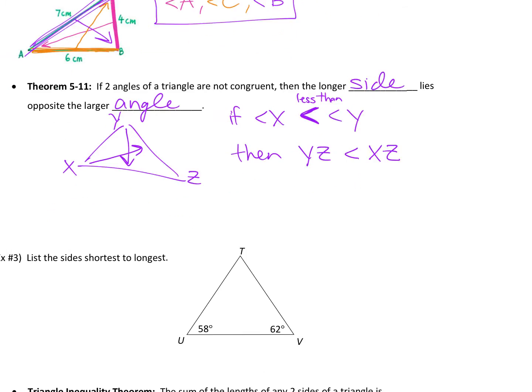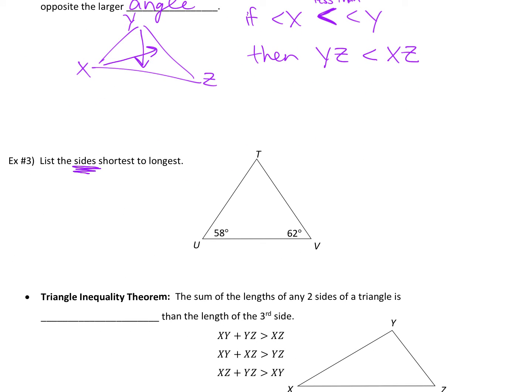So now on this one, it says list the sides from shortest to longest. Anyone see what we need to do first?